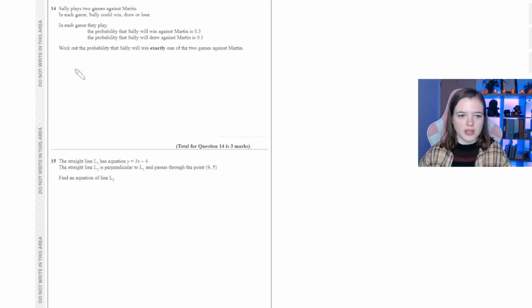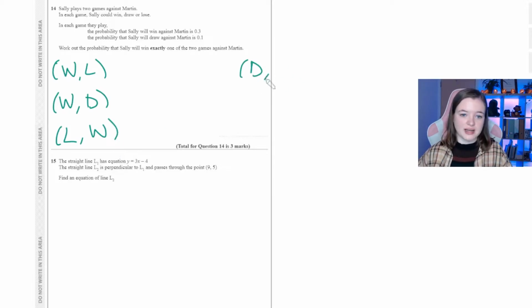Right, so what could Sally do? Sally could win the first game. She could then lose the second game, right? She could win the first game and then draw the second game. She could lose the first game but win the second game. And then she could draw the first game and win the second game. Those are her options, right? She could do more, but we want exactly one win, so we want only one of these to be wins. Does that make sense? So now it's time to work out the probabilities of each of these options.